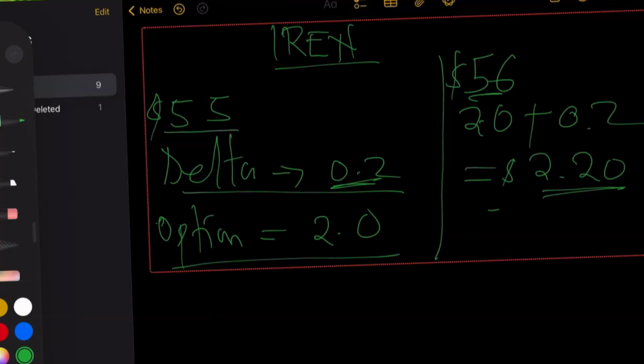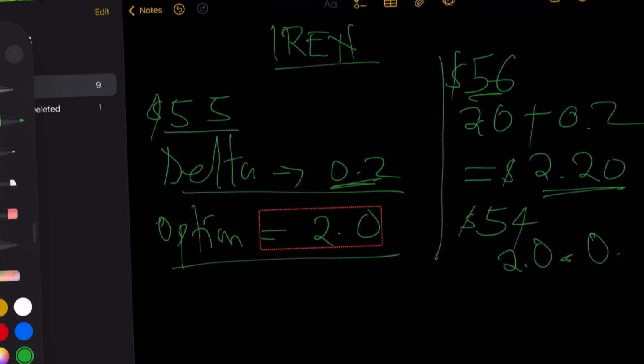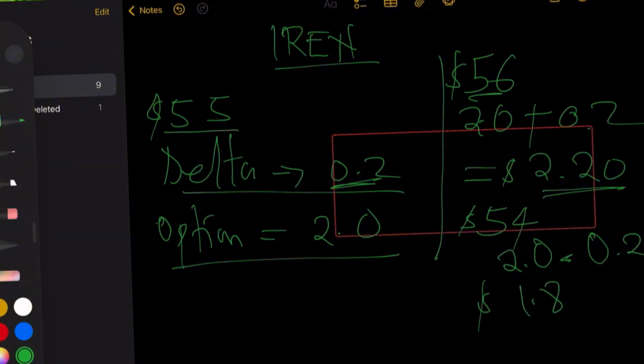Now let's say the opposite happened and Iran, instead of going up, it went down. So instead of 56, let's say Iran went down to $54 a share. If you want to get the new value of our option contract, we will do $2 minus 0.2 and our answer will be 1.8. So our new option contract value will be $1.80. This is how delta affects our option contract. So delta simply tells how much money we can gain and how much money we can lose based on the movement of what? Of the stock.